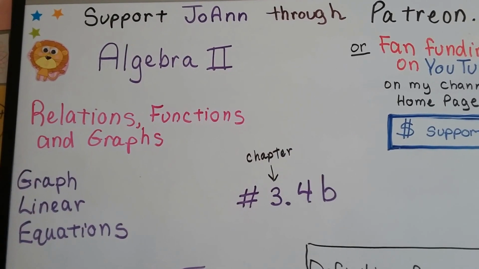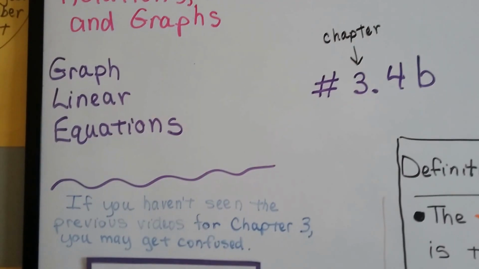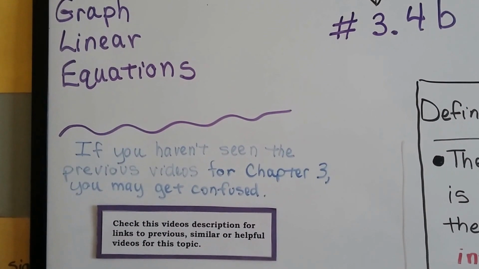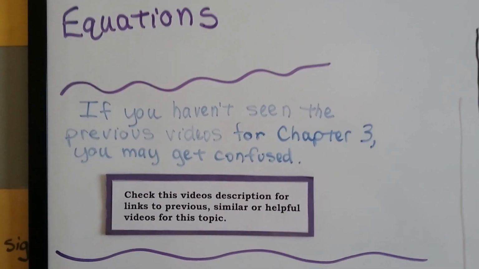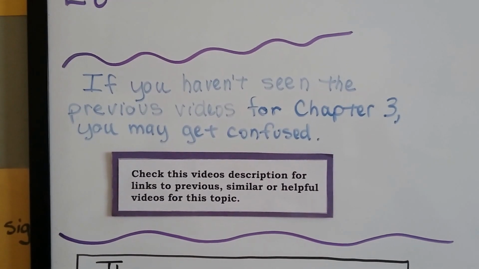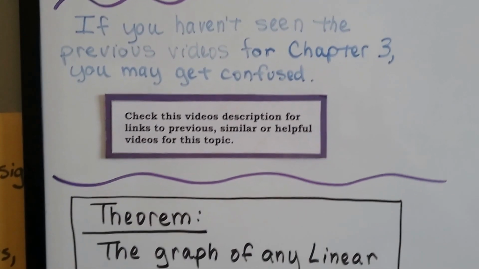Algebra 2, 3.4b, we're going to graph linear equations. Now, we're in Lesson B, so if you haven't seen 3.4a, you can go to this video's description and click on the link. And if you haven't seen the previous videos for Chapter 3, you may get confused, okay? You're kind of walking into the middle of the chapter here.